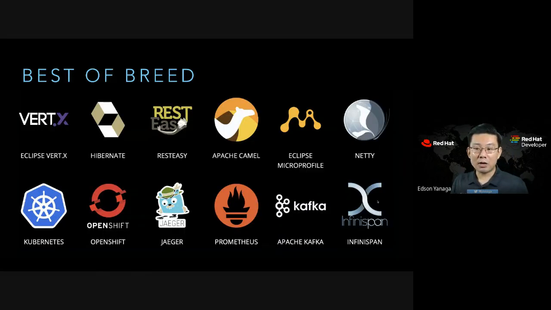And what does Quarkus support? Well, Quarkus supports a lot of different extensions. So since the very first release, we supported Reactive Vert.x, Hibernate, RESTEasy, Camel, MicroProfile, Netty, Kubernetes, OpenShift, Jaeger, Prometheus, Kafka, and Infinispan, and GraphQL, MongoDB, lots of different databases, and name your extension. It's very likely that your extension is already there.